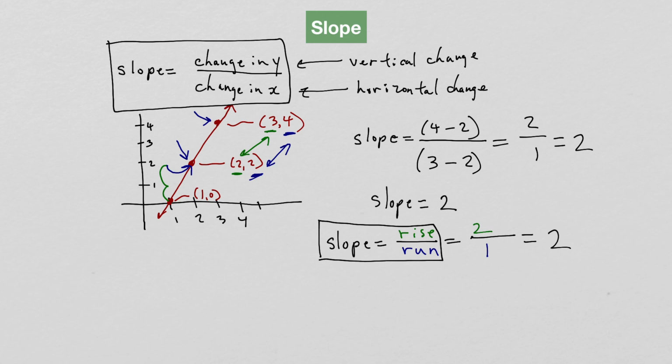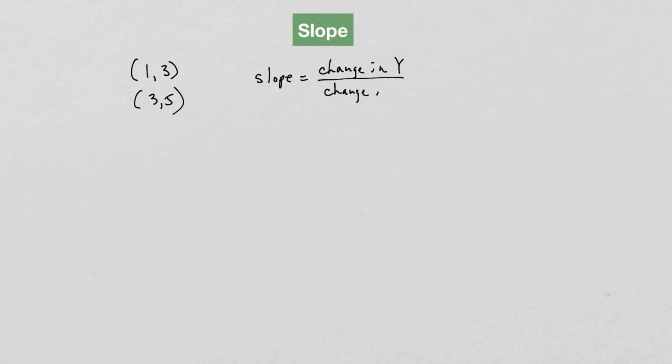So let's take a look at another example. Let's suppose you're given 2 points: 1, 3 and 3, 5. And you are asked to find the slope of this line that passes through these 2 points. So without graphing, we can actually find the slope by applying the definition that we just learned, and that is the slope is equal to the change in y over the change in x.